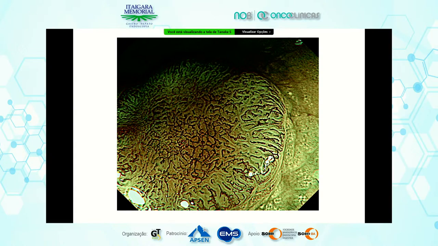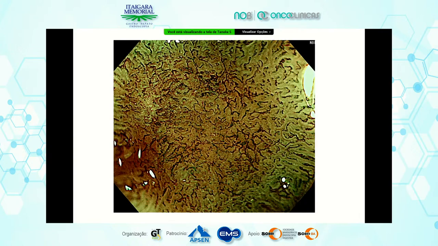Oblique observation sometimes leads to incorrect diagnosis. This is perpendicular observation. You can see disruption of vessels, scattering of the vessels, and a non-structured amorphous pattern. So this image shows typical JNet type 3. So we diagnose this region as deep invasive carcinoma.